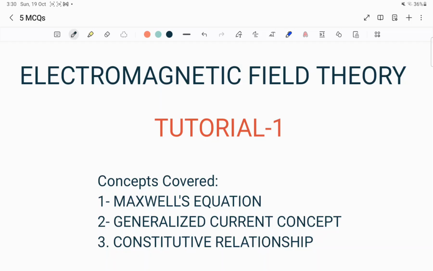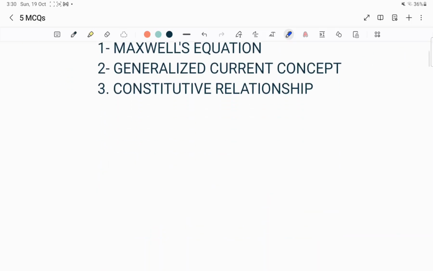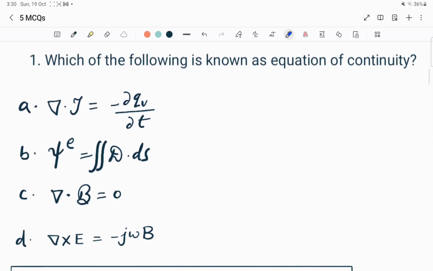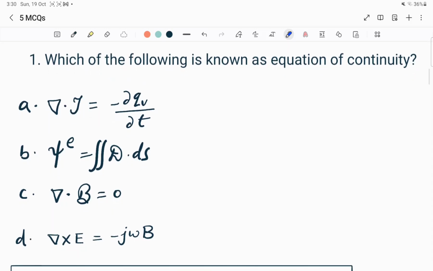So in this tutorial, these 3 concepts are mainly covered. All the MCQs are based on these 3 concepts only. So let's start with the MCQs. The first question says, which of the following is known as equation of continuity? So there are 4 options. Now if you carefully look at all these 4 options, you will be able to figure out a few minor details.